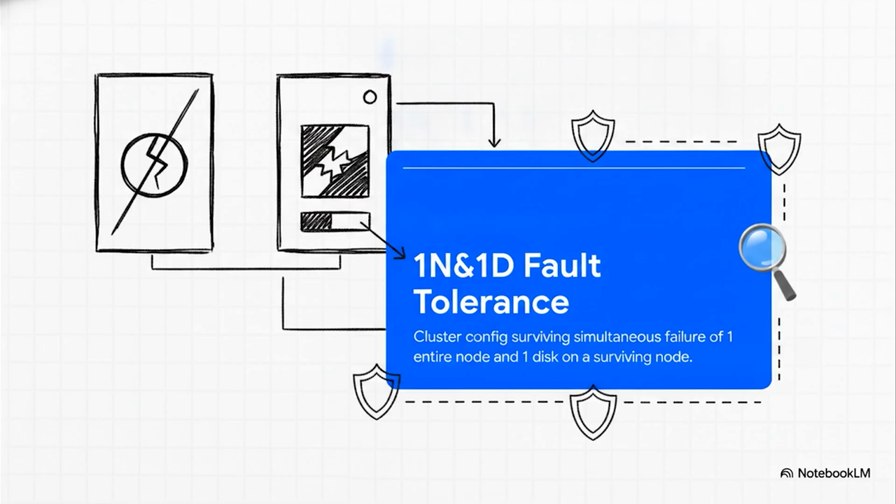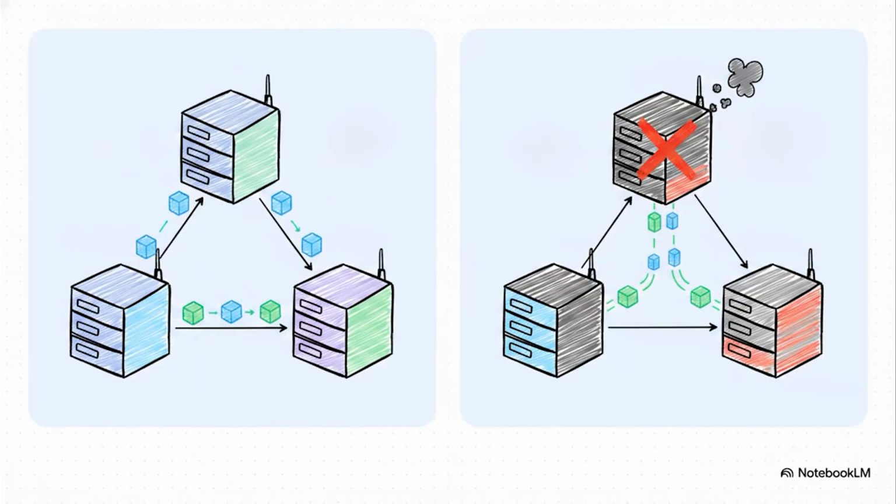It's a highly robust setup designed to survive the simultaneous failure of an entire node plus a completely separate disk failure on one of the surviving nodes. It's absolutely critical for enterprise environments where downtime just isn't an option, even during a really bad day in the data center. Now, to pull off that 1N1D magic, the cluster normally hums along at replication factor 3.